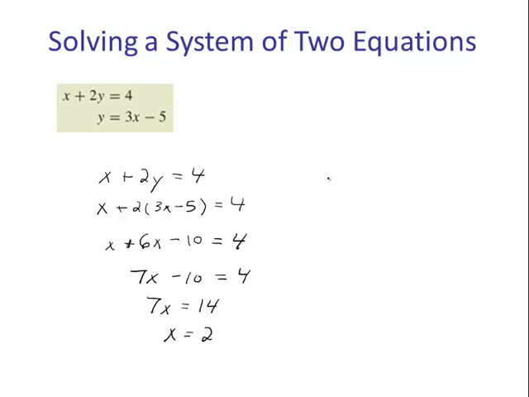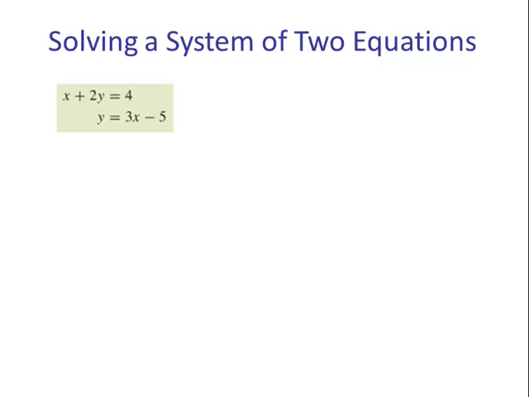We can use either equation. I'm going to use the second equation. And everywhere we see an x, we're going to substitute 2. So y becomes 3 times our x minus 5. Multiplying, we see that this is 6 minus 5. So the end result, y is equal to 1. So the solution to this system is 2, 1.